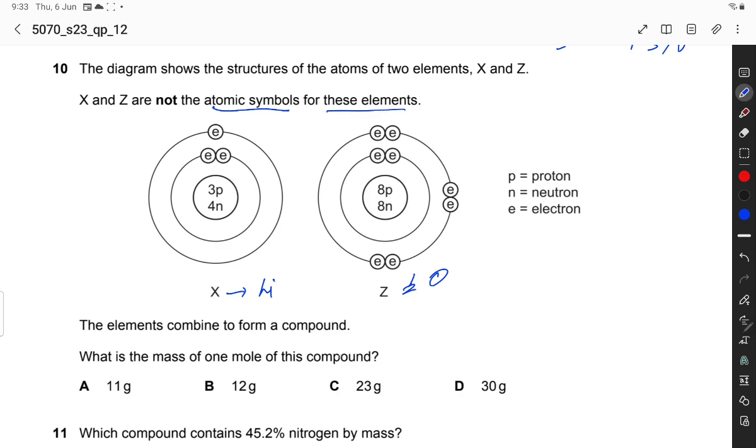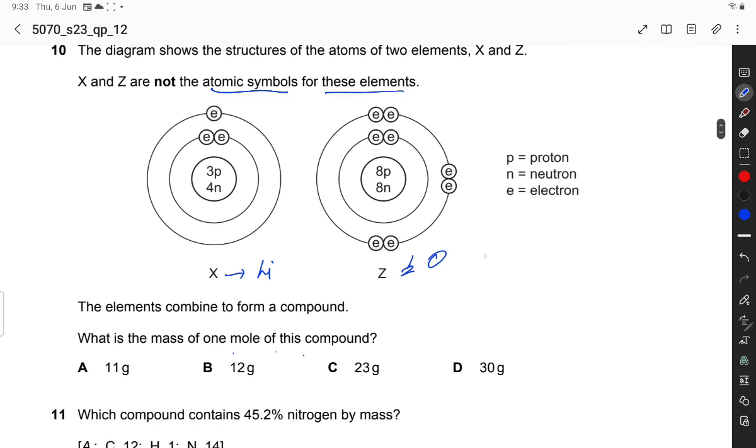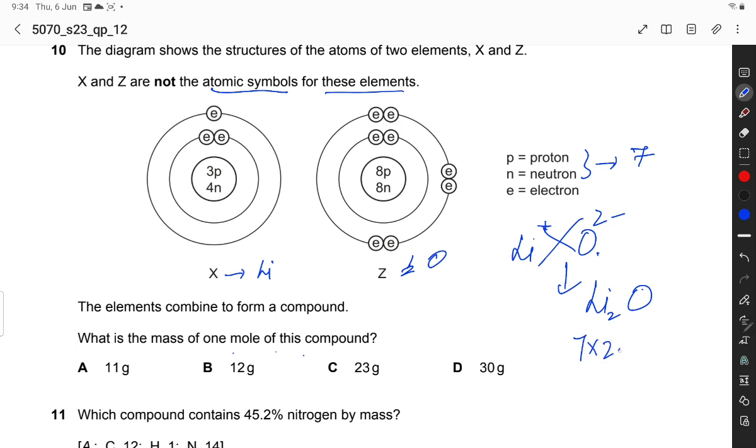The elements combine to form a compound. What is the mass of 1 mole of this compound? This is Li plus and oxygen 2 minus, Li2O. The proton number plus neutron number is equal to the atomic mass. Lithium is 7 times 2, and oxygen is 8 plus 8, 16.